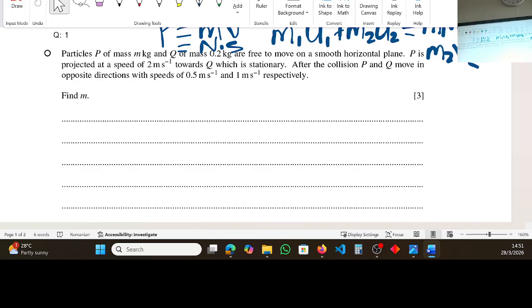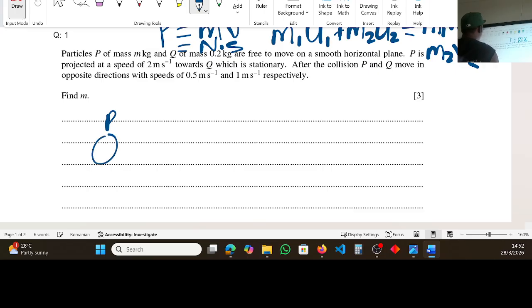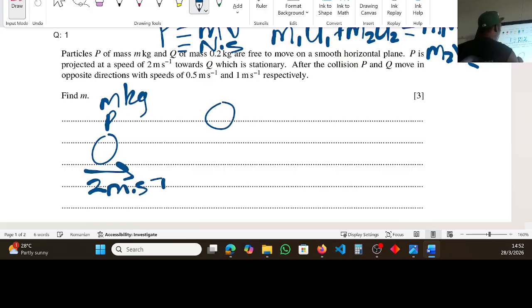Particles P of mass m and Q of mass 0.2 are free to move on a smooth horizontal plane. P is projected with speed. So we've got particle P, and normally we model them as balls or objects like that. Its mass is m kilograms. It's projected with a speed of 2 meters per second towards Q. Q is stationary. So Q, we know its mass is 0.2, but here we are told it's stationary, so its speed is 0 meters per second.